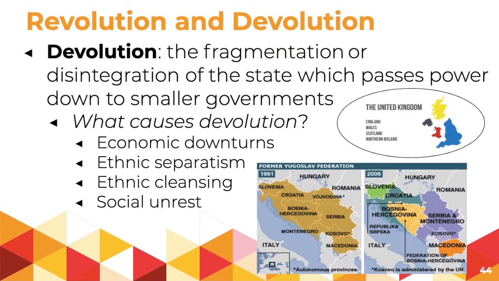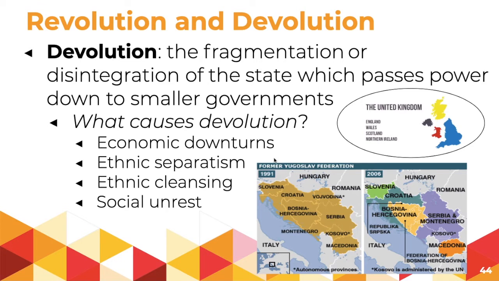Revolution and devolution are a little bit different. Devolution is the fragmentation of a state. Revolution creates a new state. Devolution is the fragmentation or the disintegration of a state that passes power down to more localized governments. So this could be, like we saw in section 6.4, a state becoming a federal state and dividing power to local governments. Or it could be that the state is a shatter belt, like we saw with Yugoslavia, which went through a series of civil wars and resulted in many different sovereign states today.